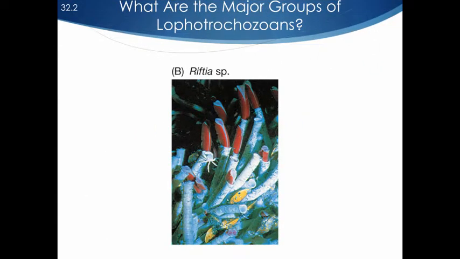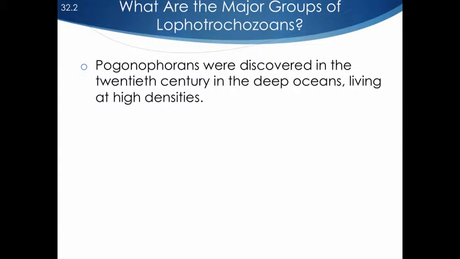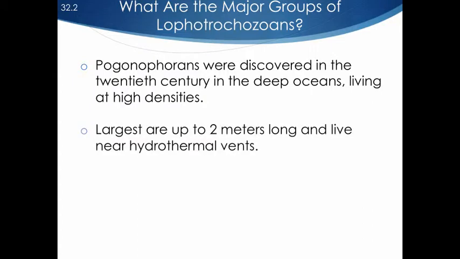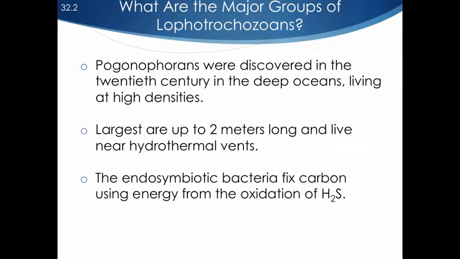So here's a picture of them. I think these were in Finding Nemo. You saw these little red things at the bottom flailing around. Yeah. So pogonophorans were discovered in the 20th century in the deep oceans, and they were found living in high densities. The largest ones that we've seen are up to 2 meters long, and they live near hydrothermal vents. So they can get really long. And their endosymbiotic bacteria fix carbon using energy from oxidation of H2S. So this is where they get their nutrients from, and that's the endosymbiotic relationship with their bacteria.